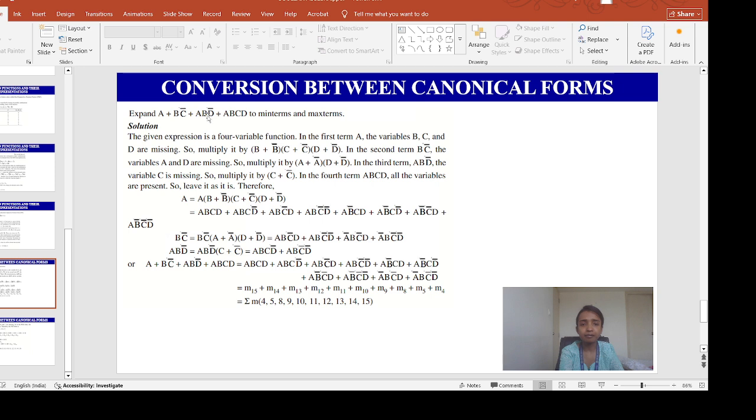In the third term, which variable is missing? C is missing. So we have to multiply with C plus C bar. In the fourth term, all the variables are present.